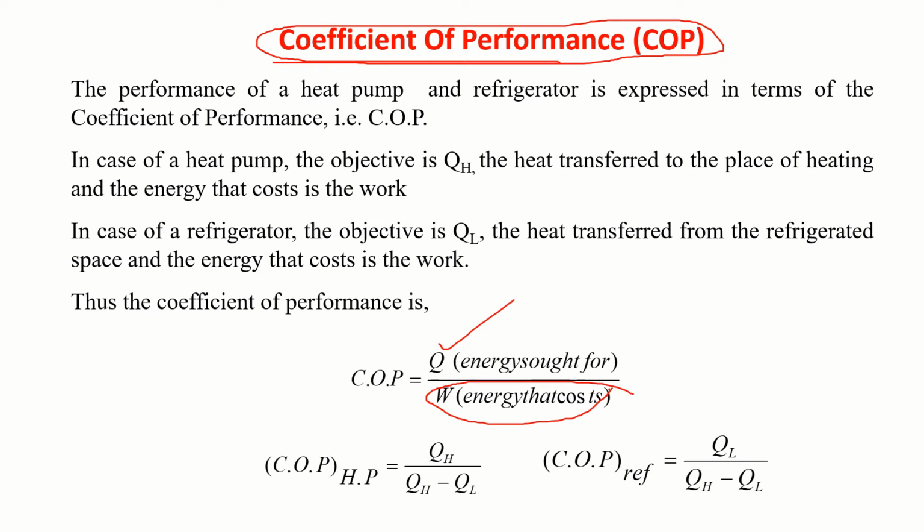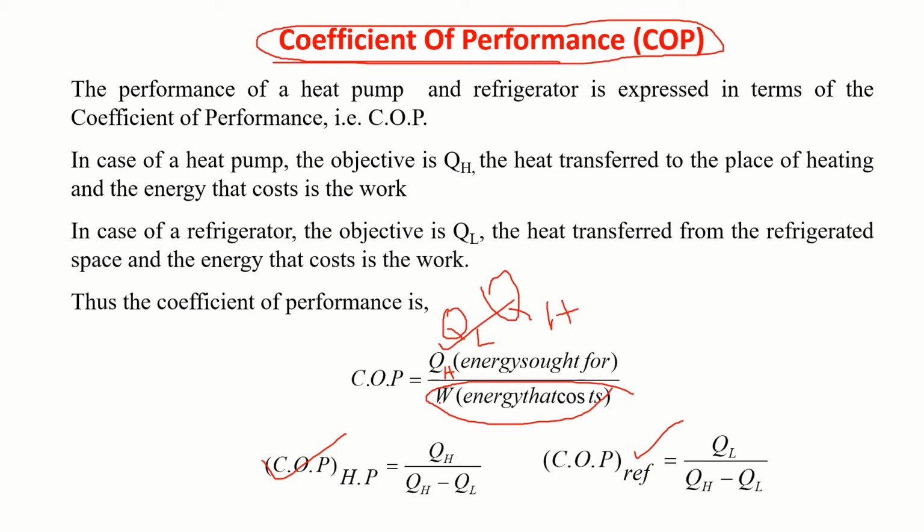In the previous case, the engine, I was paying for the fuel. Here I am paying for the work. So this way COP becomes Q by W. So there are two cases. If your objective is QH by W, then you can call this device a heat pump. If your objective is QL by W, keeping the body cooler than the atmosphere, then I can call it a refrigerator. If your objective is to keep the body higher than the surroundings, then I can call this a heat pump. Right?